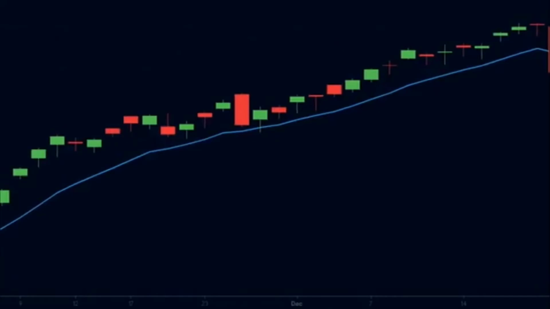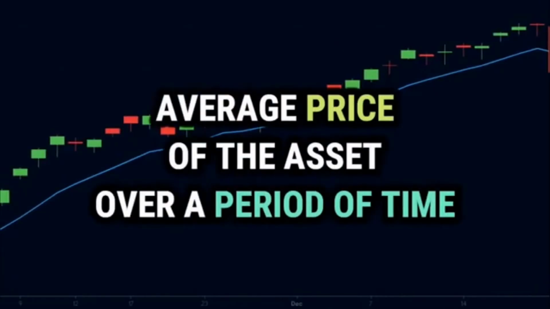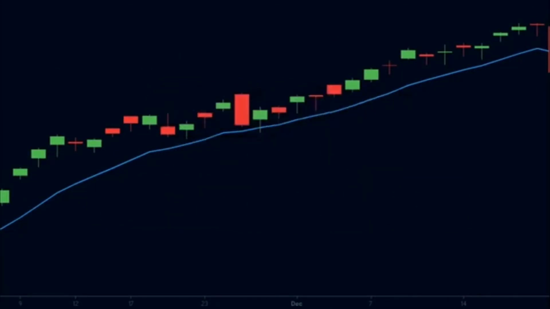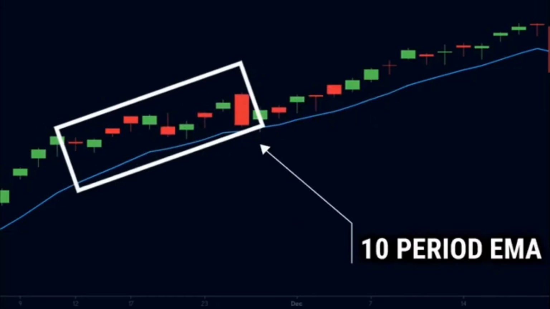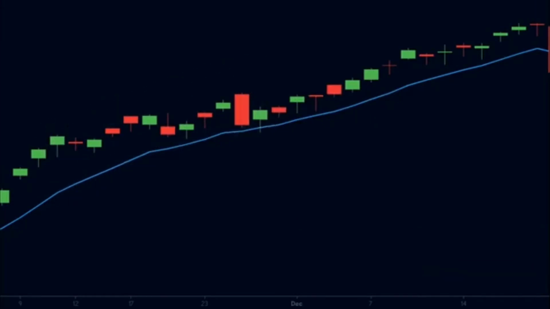Now, a moving average is a line that shows the average price of the asset over a particular period of time. For instance, a 10-period moving average will show the average price over the last 10 candles. Moving averages are used to identify the trend and momentum of the market.